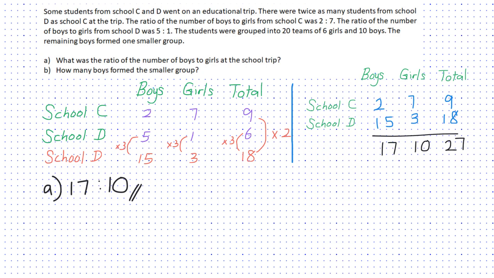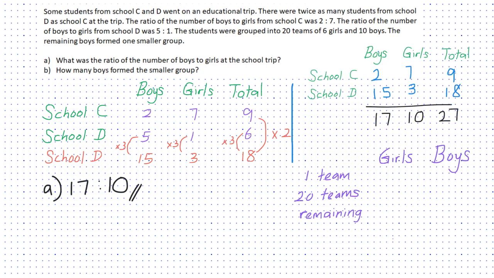Okay, moving on. Question B is, how many boys form the smaller group? So to go about this question, we need to find out the total number of boys at the school trip, or in other words, the value of the 17 units of boys. So the question says there were 20 teams of 6 girls and 10 boys. The remaining boys formed one smaller group.